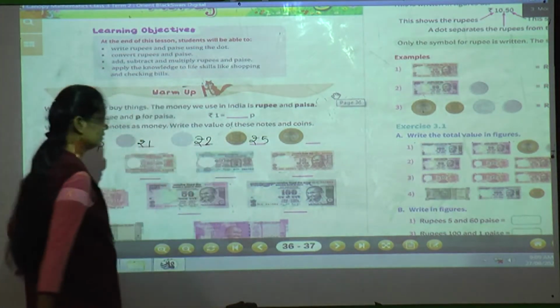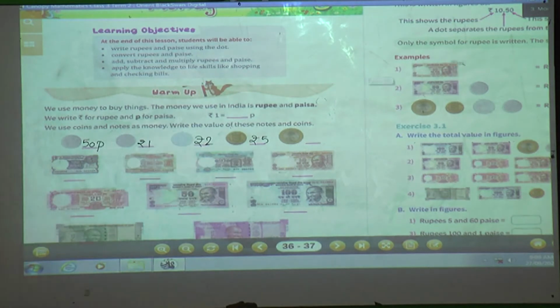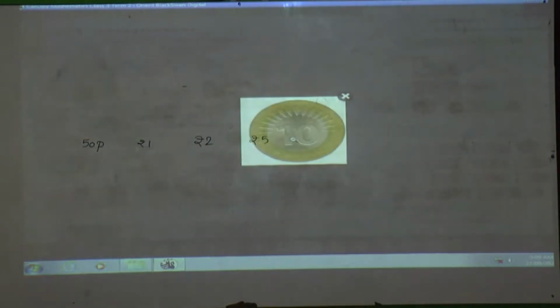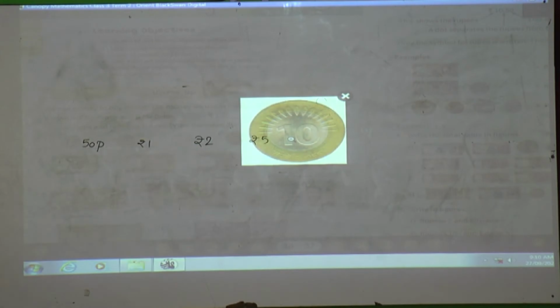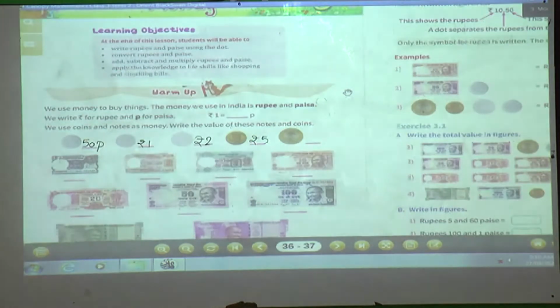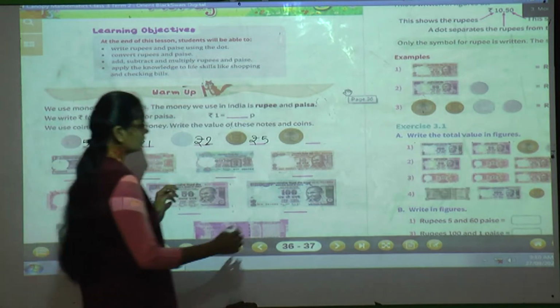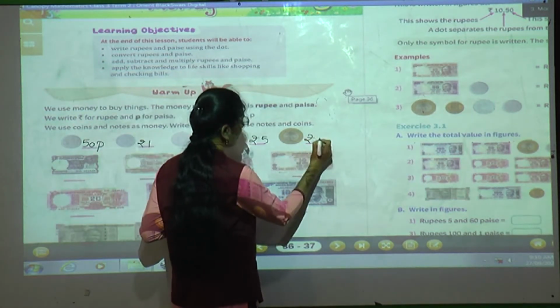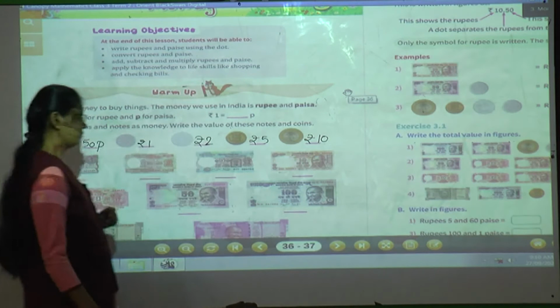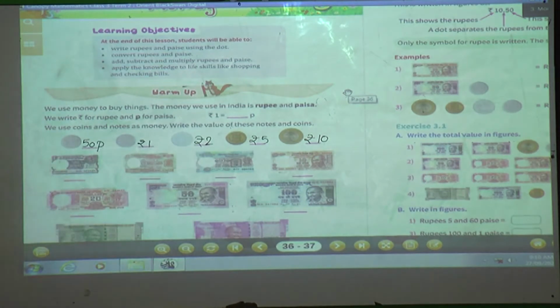rupees 5. Next coin. What is the value of this next coin? It is a coin of 10 rupee. Why? Because easily you can see on the coin 10 is written. So it is a coin of 10 rupees. So the value of this coin is rupees 10. This was about the coins. Now one by one we will see the notes.